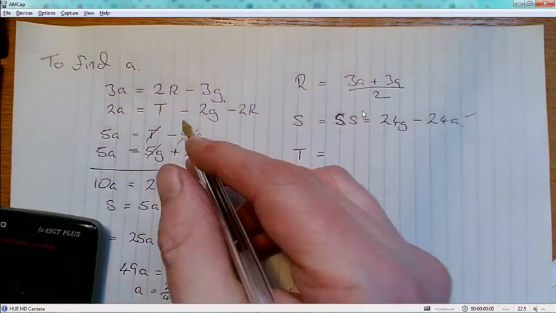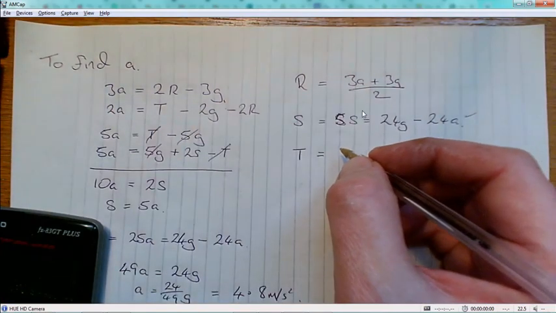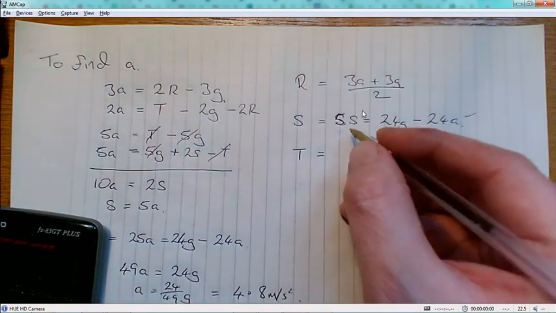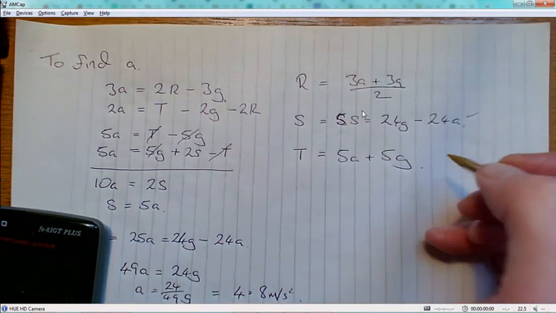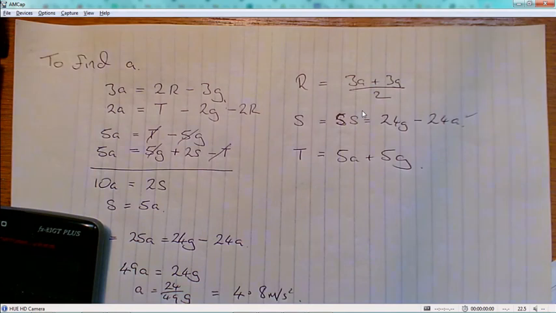And then finally your T. You then have to get that T equation over there. Did I not show it to you? Oh, I did: 5A plus 5G. So put that in to get those three out. Hope that helps.